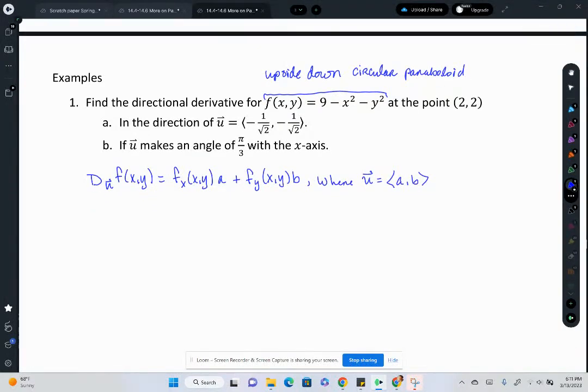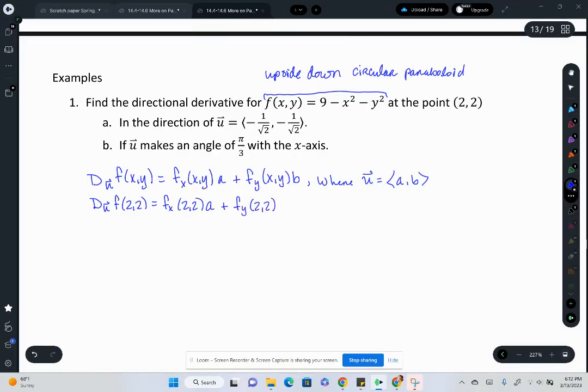Okay, so given this formula, if I want to find the directional derivative in the direction of u equals negative 1 over root 2 with negative 1 over root 2, that means I need to find my first partials first. I need f sub x, I need f sub y, and then I need to evaluate them at the point that we're working with. Because now if I go through here and I replace, I get the directional derivative in the direction of u of f of 2, 2. That's going to be f sub x of 2, 2 times a plus f sub y of 2, 2 times b. And this should give me a number when I'm done.